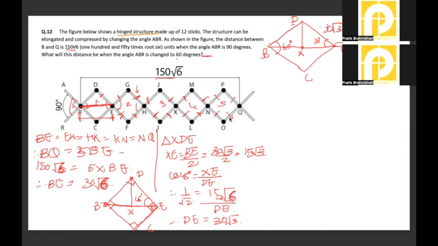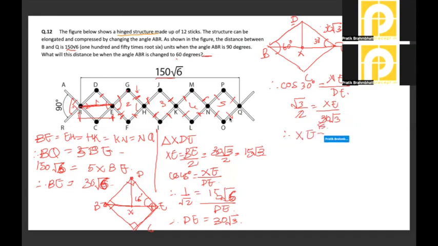I don't know XC. Therefore, how do I find XC? I again take the value of cos 30°. Cos 30° is XE upon DE. Cos 30 is root 3 by 2, which is equal to XE, the value I have to find, upon DE, whose value I know is 30 root 3.